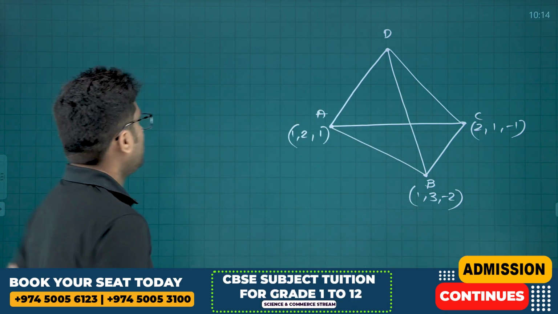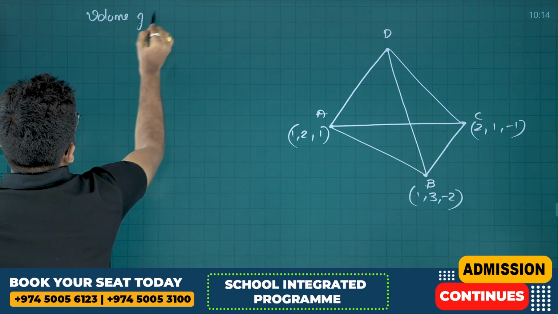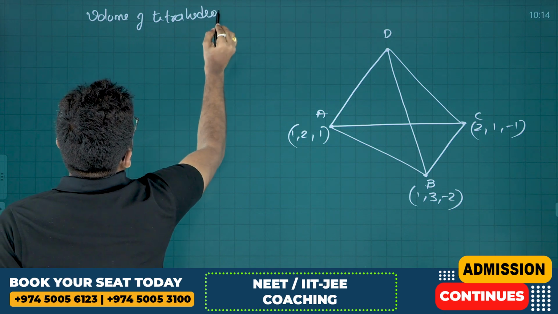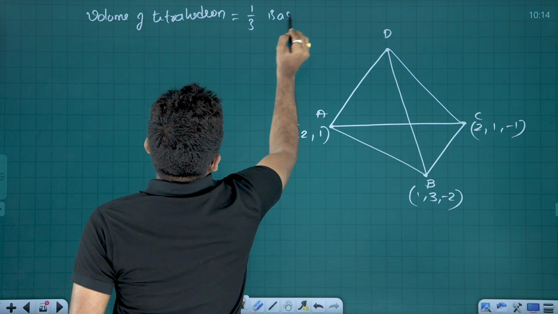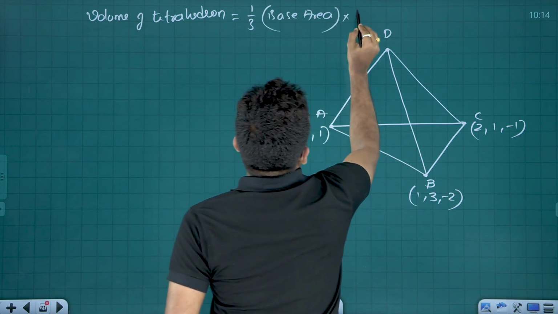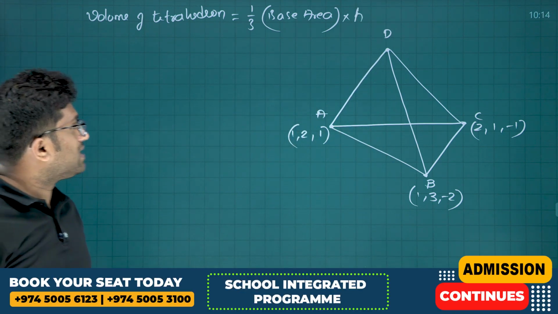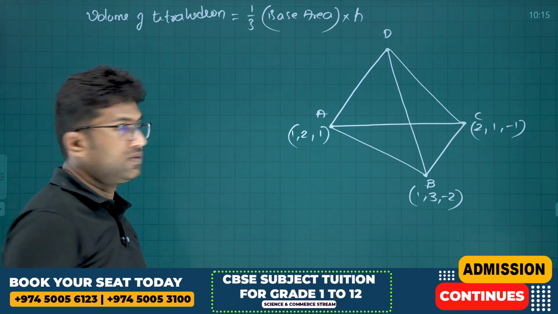First we should know that the volume of a tetrahedron is 1/3 of base area into altitude. Altitude means height h. So it is 1/3 into base area into height h. This is the volume of the tetrahedron.